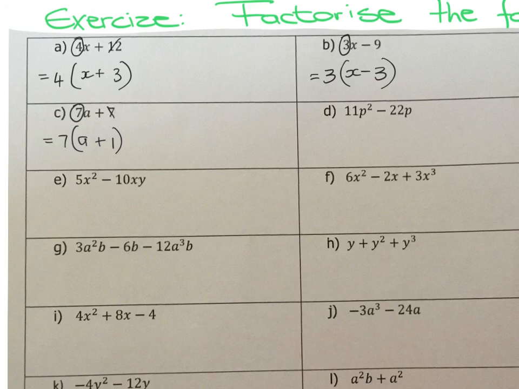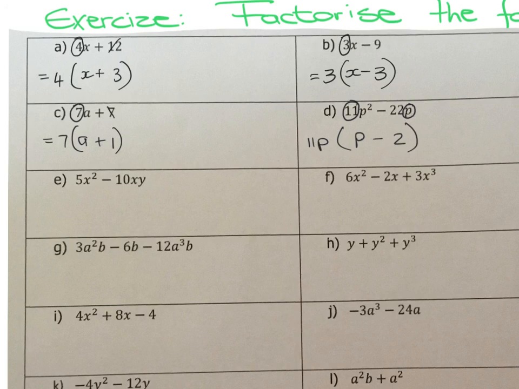Number D. Here my common factor is 11, and it is p. Look how it's going to work. If I say it's 11, 11 goes into 22 twice. I bring my minus down. P goes into himself once and into p squared once. There's 1p left. So I put my 11p outside. If I multiply back, 11p times p gives me 11p squared, and 11p times 2 gives me 22p.